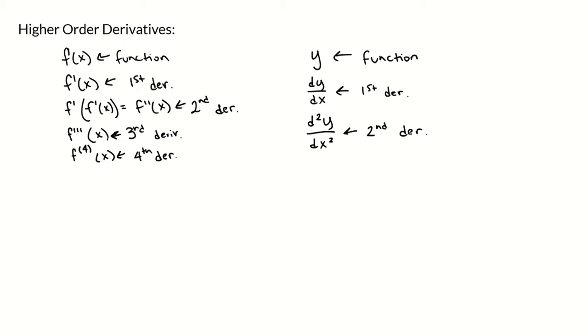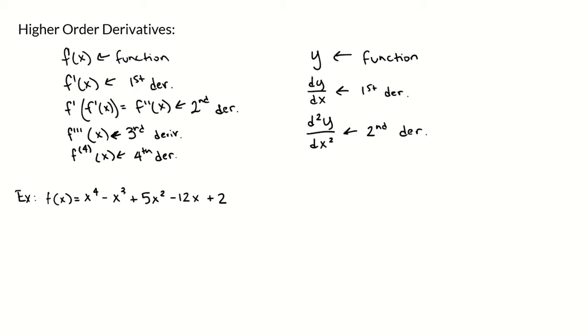Okay, let's do an example with a polynomial function. We're going to find as many derivatives as we can of the function f of x equals x to the fourth minus x to the third plus 5x squared minus 12x plus 2.